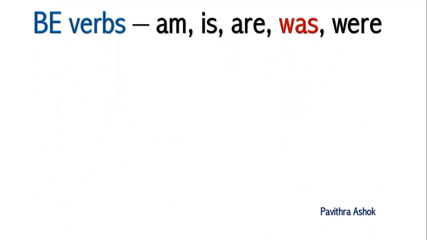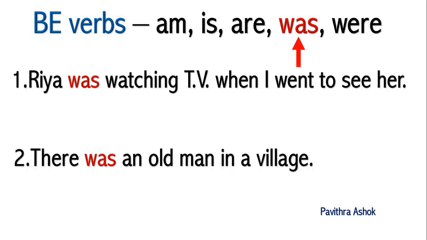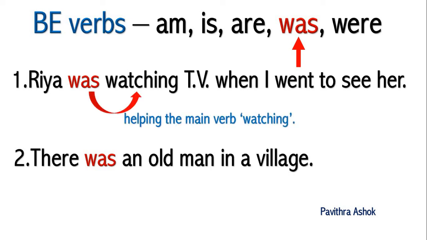Next one, be verb was. Ria was watching TV when I went to see her. There was an old man in a village. In the first sentence, was is helping the main verb watching, whereas in the second sentence, there was an old man in a village, here was itself functions as the main verb of a sentence.